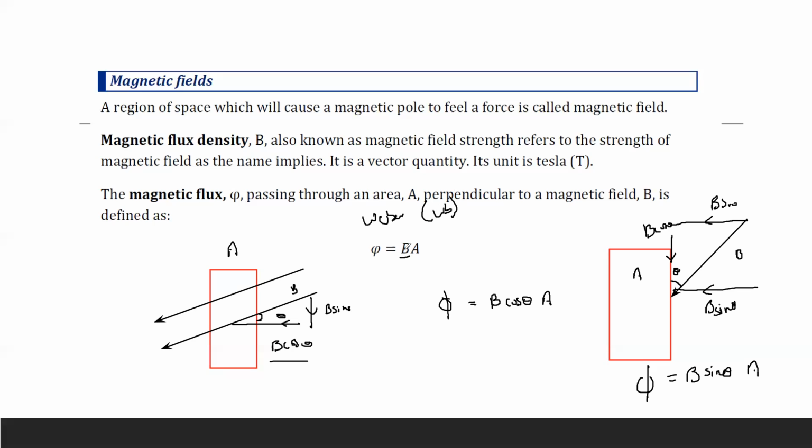How? Because flux is equal to B dot A, or B is equal to flux divided by A. Flux is in Weber and area is in meter square, so Weber per meter square. So you can write Tesla or you can write Weber per meter square. Both are equivalent, no difference. Is the concept of magnetic flux clear? Magnetic flux refers to how many field lines are passing through a unit area perpendicular to the surface.